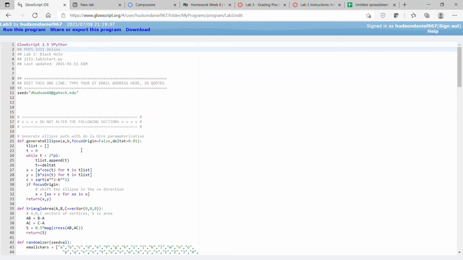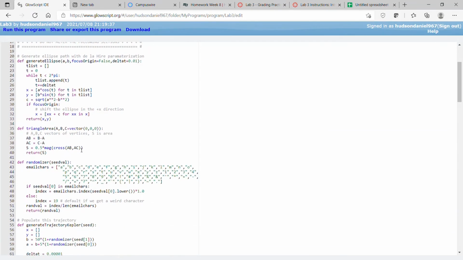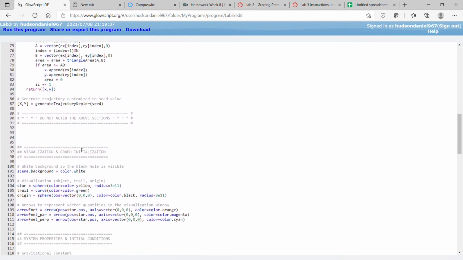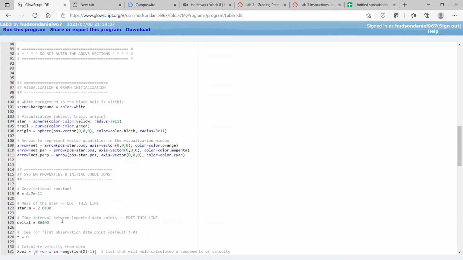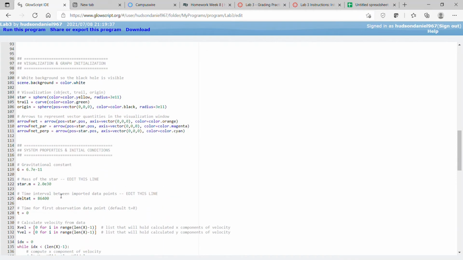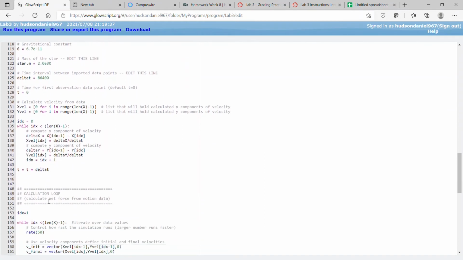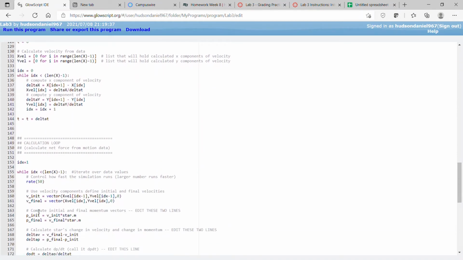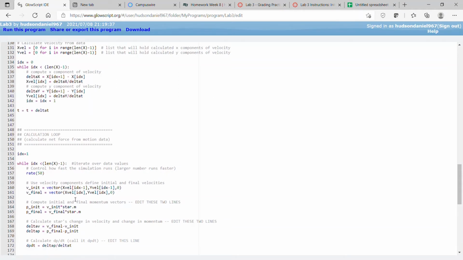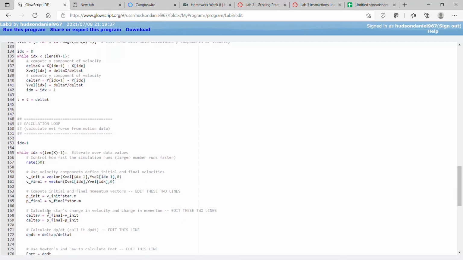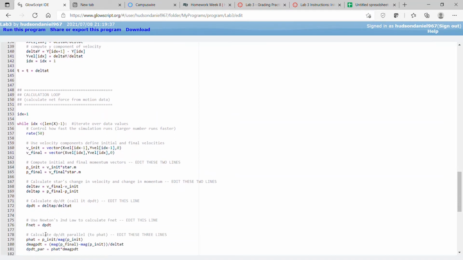Here is my Python code, which I used to run the experiment. As we can see, I entered in a few details down here, which were the star mass and the change in time, which is the number of seconds in a day. Down here is where I entered in some of the calculated quantities for our experiment, such as change of momentum, change of velocity, and net force.